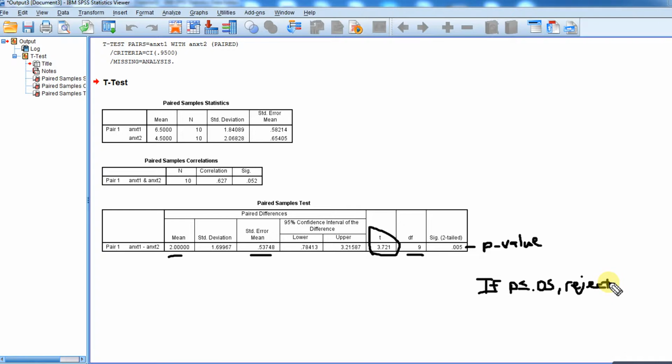So in this particular case right here, our p-value is 0.005. That's clearly less than 0.05. So we would reject the null, and we could infer that there is a significant difference in the means between the two groups.